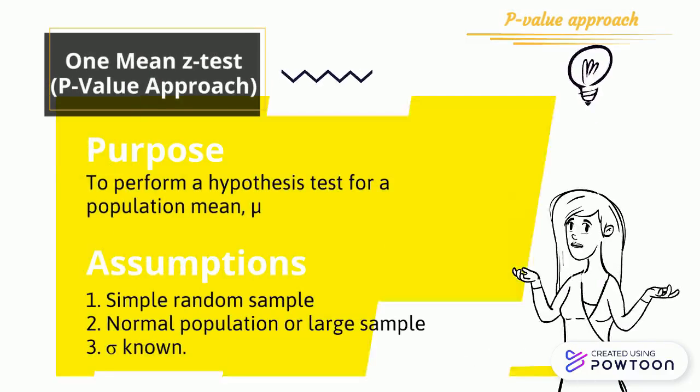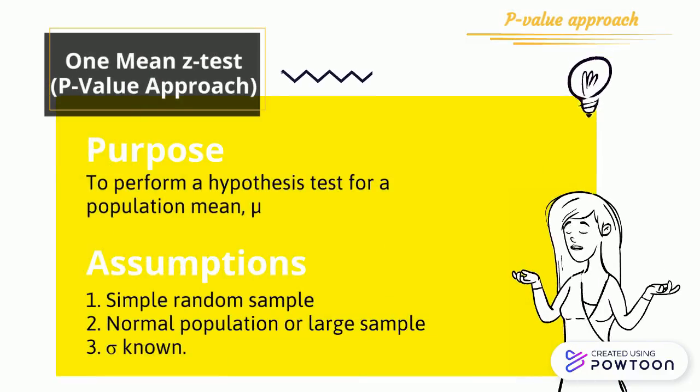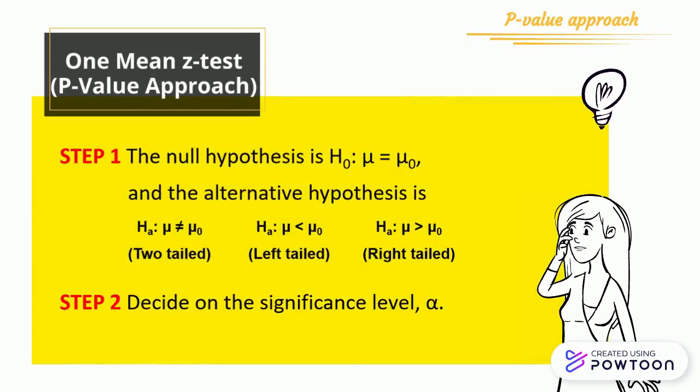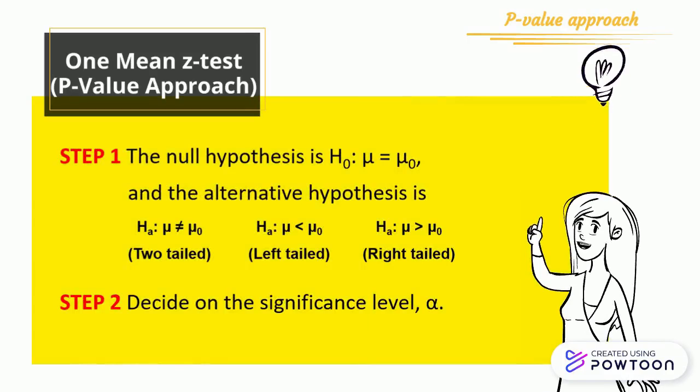To perform a hypothesis test for a population mean, the assumptions are a simple random sample, a normal population or large sample, and the standard deviation is known. These are the steps when using the p-value approach to hypothesis testing.